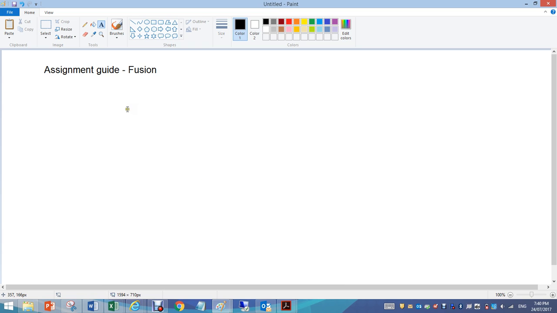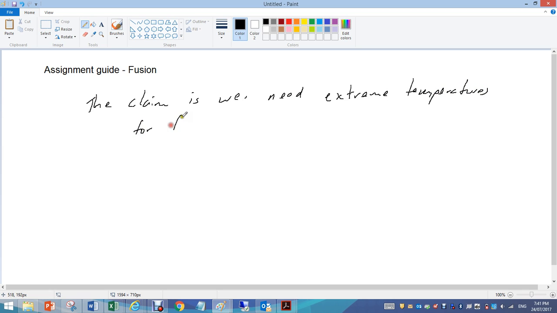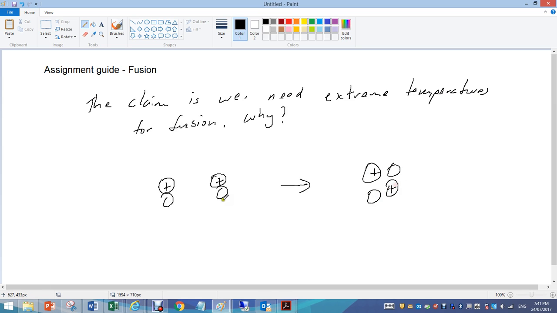Fusion. Well, the easiest thing, it's not easy, but the most obvious thing to look up is the claim that we need extreme temperatures for fusion. So why is that? Well, I can give you a clue. I mean, if you're trying to fuse these two things to make this, hydrogen plus hydrogen makes helium. Well, fat chance of getting these two together very easily, because there's that electromagnetic force pushing each other apart.